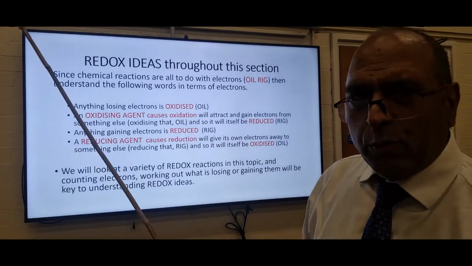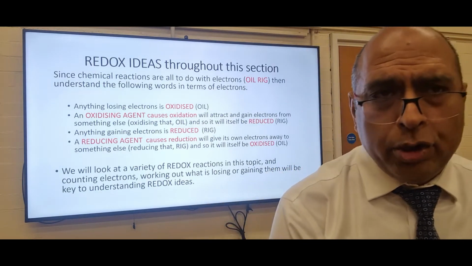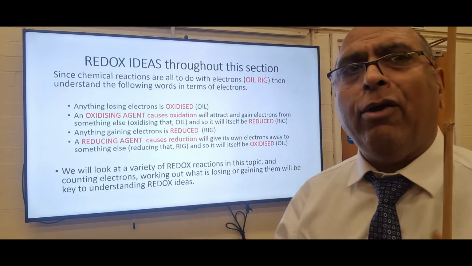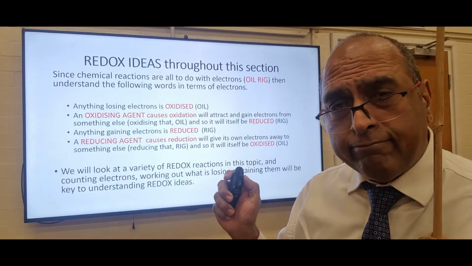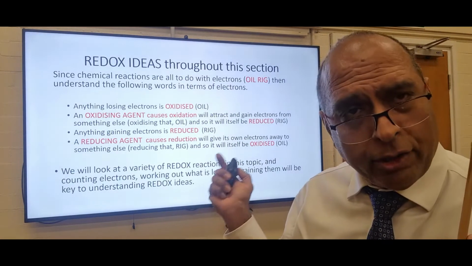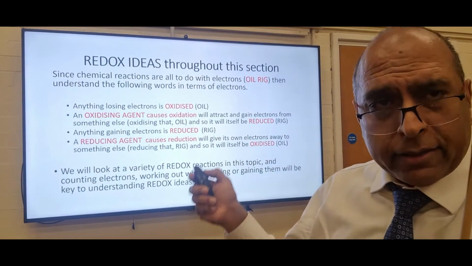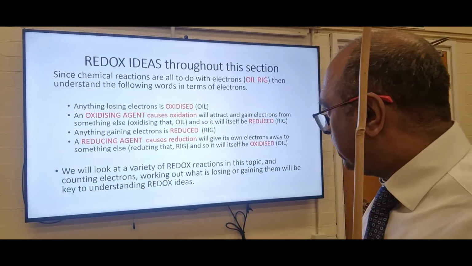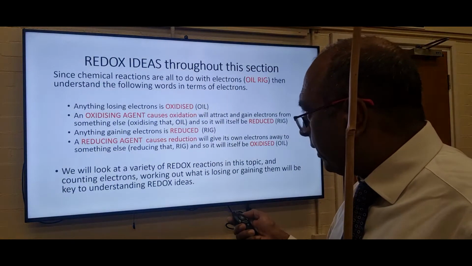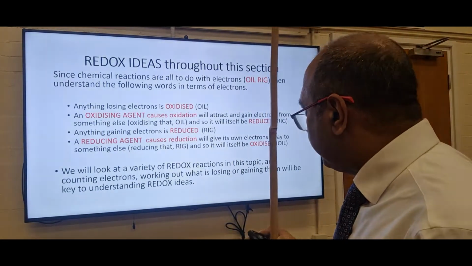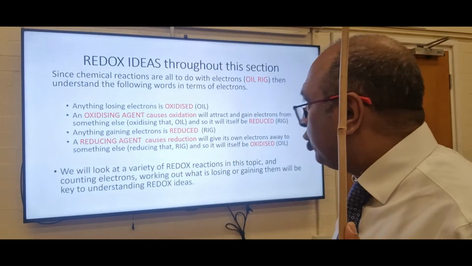It's basically the same words again, just used in different sentences in order to give you practice at how to use the language correctly. Again, focus on the red and get to use the language in the way that it's correct and the way that it's intended. Next, we'll look at a variety of redox reactions in this topic, and we'll be counting electrons to work out what is gaining electrons and what is losing electrons.